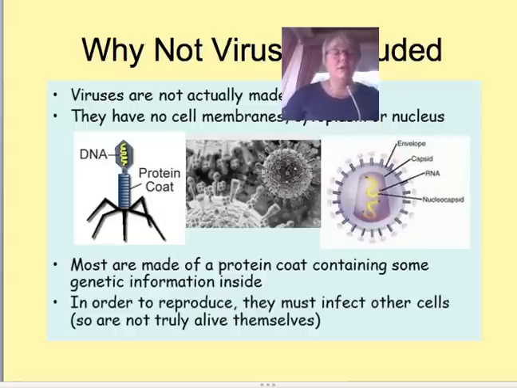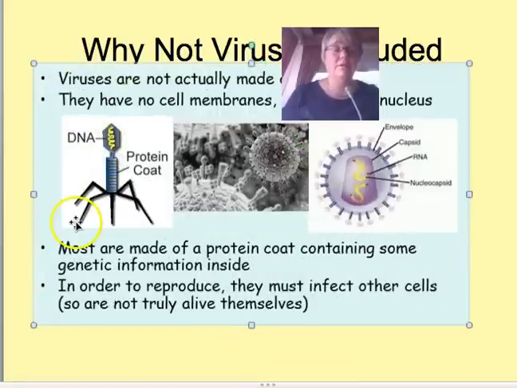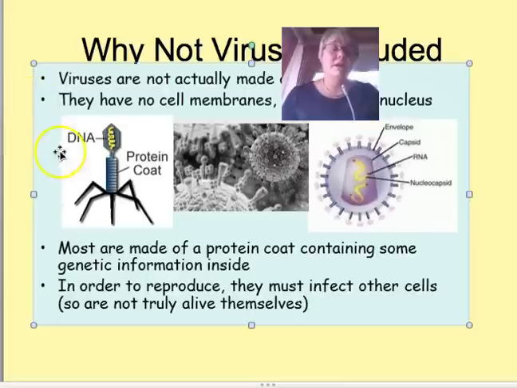But you'll see there's some wee DNA in this odd virus that's up here that I've got a wee picture of, and a wee protein coat. But viruses come in all sorts of shapes and sizes as well. So that's the end of Key Area 1.